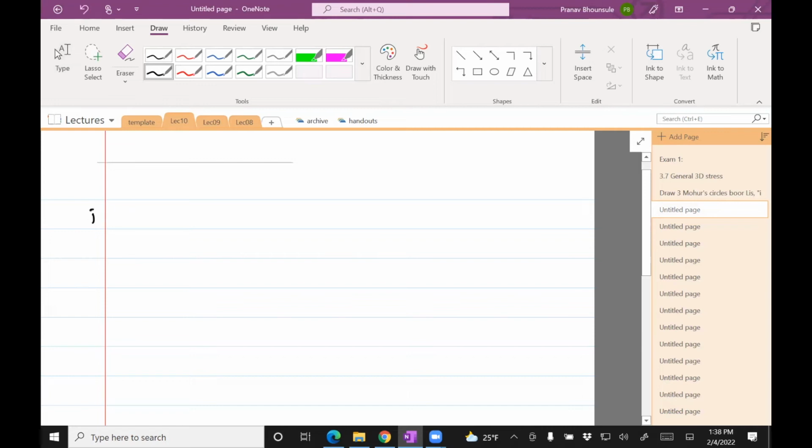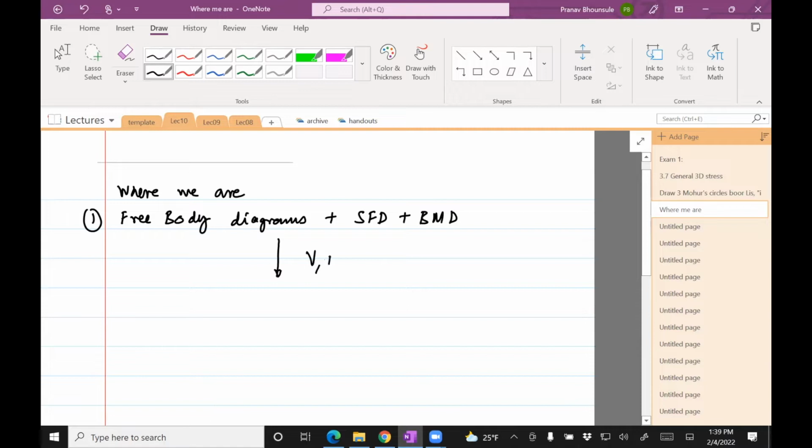We did this first. Okay, so first we did free body diagrams. And then we also drew the shear force diagram and bending moment diagram. What these things gave us was V and M. Right? V is the shear force, M is the moment.